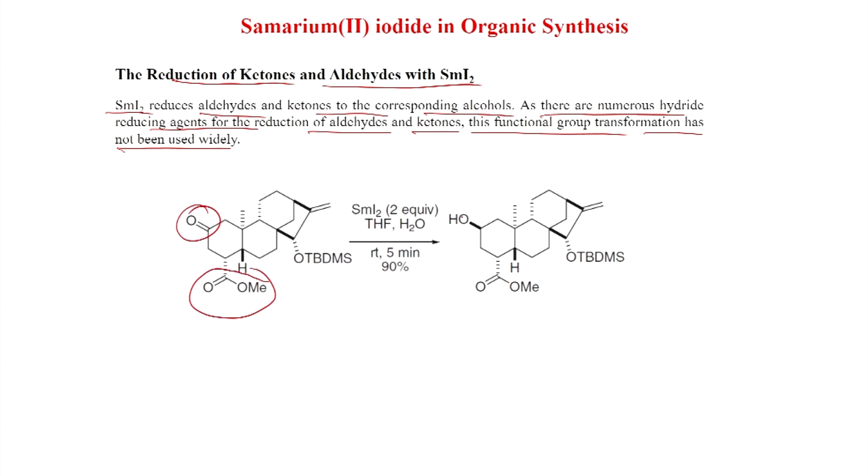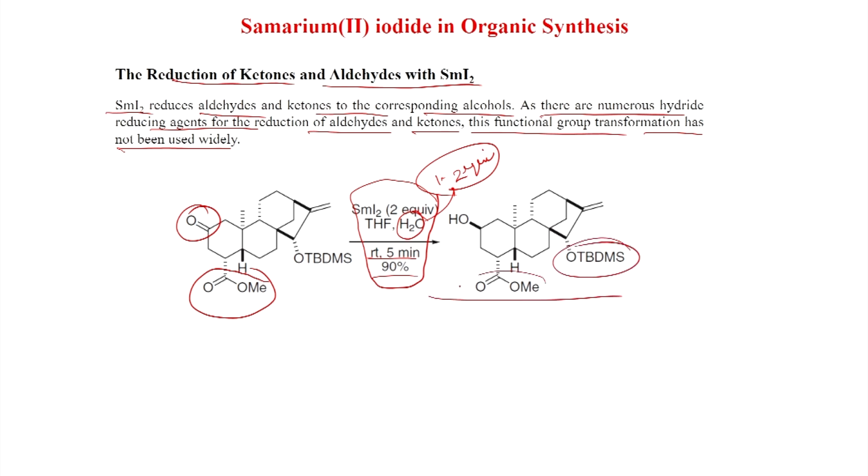If you need the one stereoisomer, then this condition: samarium iodide, THF, water. So in this case water may be less equivalent, maybe 1-2 equivalent, because if you give more, then this ester will reduce. Water also is important for the reduction of esters. And room temperature 5 minutes, 90% yield, you get this one. So here this OTBDMS group is untouched, this ester is untouched, and selectively the hydride comes from the down phase, so that you get the beta alcohol.